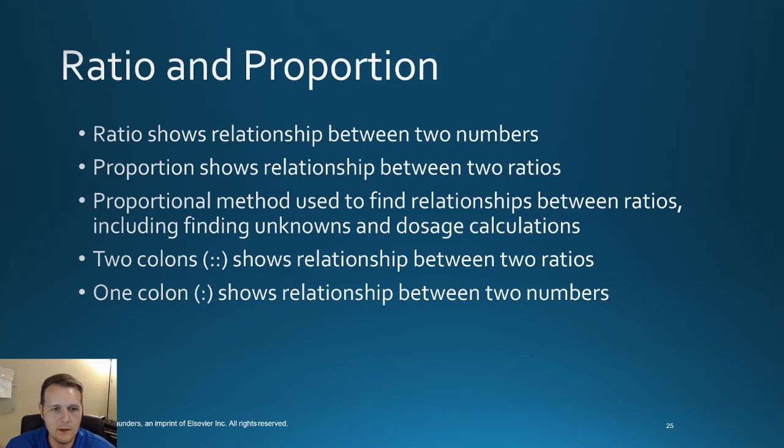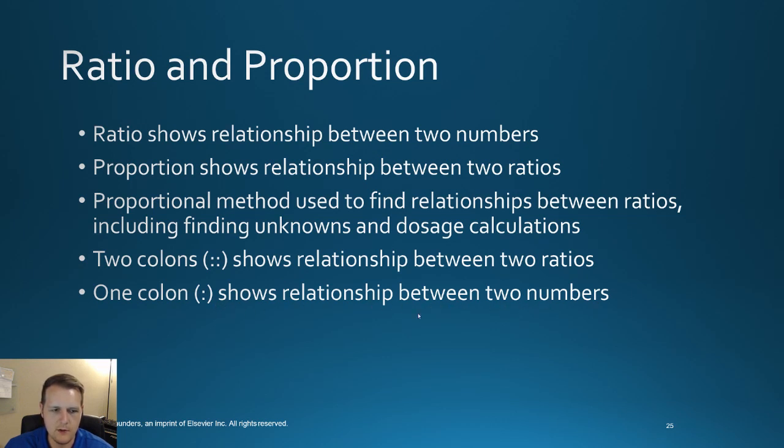This also means we can find out for many unknowns, and it's kind of similar to some of the previous basic algebra equations we were looking at previously in the past couple slides here. But we do this pretty often for dosage calculations. And so just to keep in mind in terms of nomenclature, if we have 2 colons together, it's going to be showing the relationship between 2 different ratios, right? So it's going to be a proportion, and then 1 colon is going to show the relationship between 2 numbers.